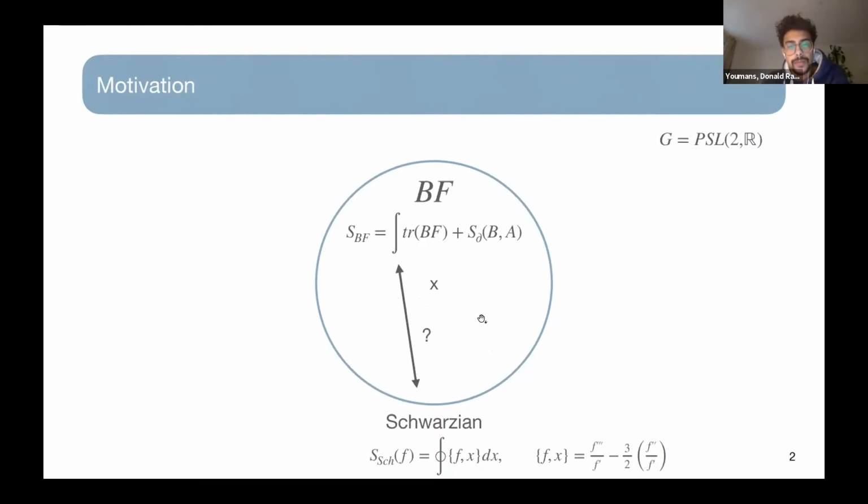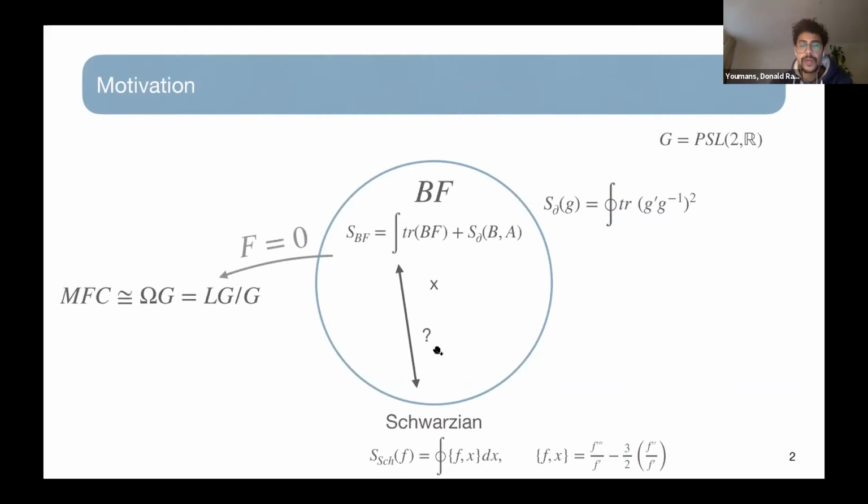So we tackled the problem from a slightly different angle, because we wanted to look at whether there is a somewhat natural relation between the BF theory and the Schwarzian purely from the gauge theory part. So we forget about the gravity theory and just look at what we can do to obtain an effective action on the boundary which looks like the Schwarzian theory.